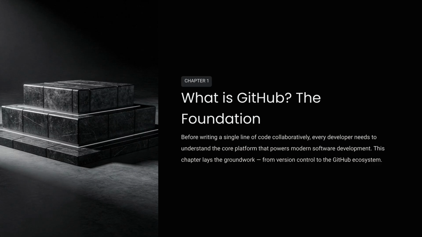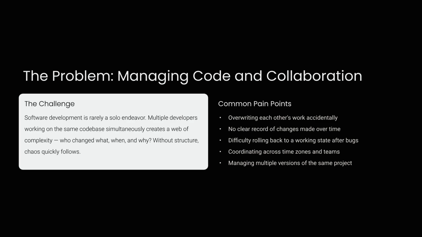In Chapter 1, we will explore the foundation. What is GitHub? Every developer needs to understand the core platform that powers modern software development, from version control to the GitHub ecosystem. The challenge in software development is managing code and collaboration. Working simultaneously on the same codebase leads to complexity and chaos, risking overwriting work or losing the history of changes.